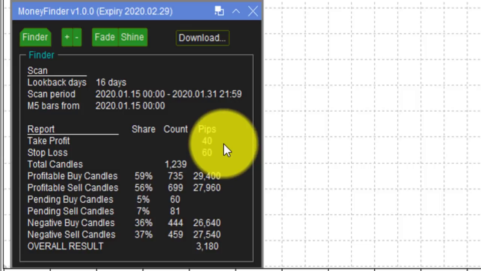So the whole idea of this tool is to play around with those numbers, to show you and give you a feel of what works and what doesn't work.